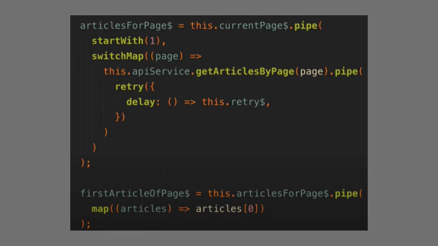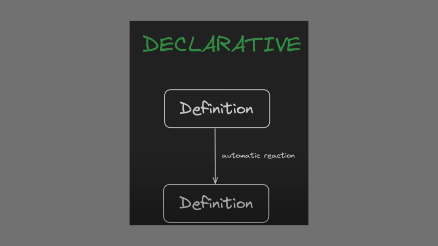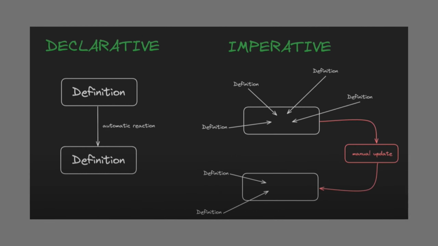So we know up front how this thing behaves, and at any point we can also react to this value changing. We never need to update this derived value. It will just automatically update anytime articlesForPage changes. But what happens when we manually subscribe? In short, it pulls our values out of this reactive and declarative paradigm with well-contained definitions and automatic reactions into the imperative paradigm, which has spread out definitions and requires manual updates.